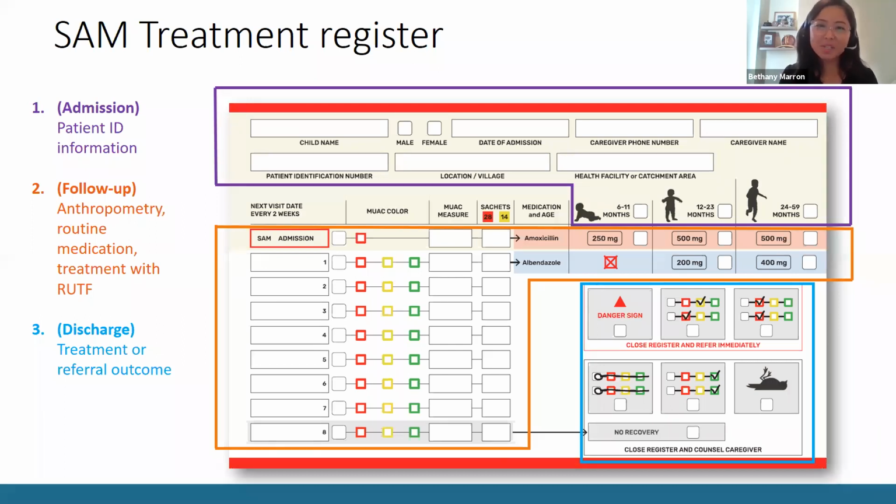The middle section, which I've outlined in orange, is where the treatment and follow-up information is recorded every week. Another thing to note is we intend 1 register page per child, so the information will be kept on the same page. And then lastly, the section outlined in blue is where the reason for discharge is recorded. So only one of these icons will be selected when and if a child is discharged from CHW-led treatment. And I'll go into more detail on those in a moment. Next slide.